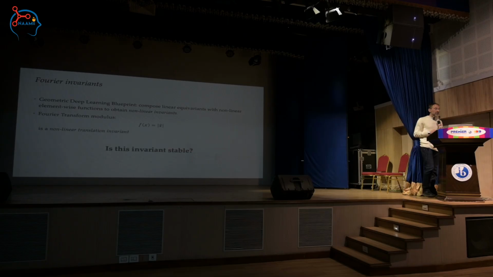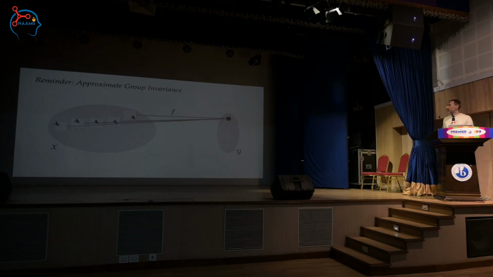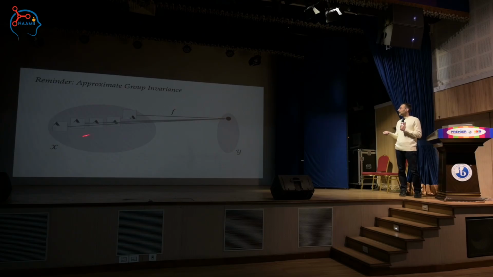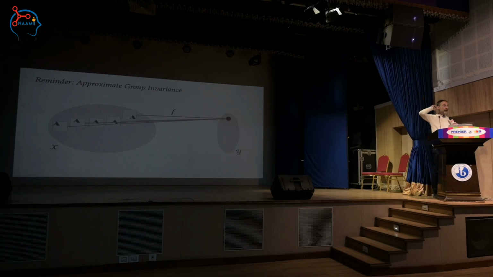The question is, is this invariant stable? And when I say stable, I mean the following. Remember that what we wanted in group invariance is that an orbit of the group is mapped to a single point. So all the shifts of my image must yield the same representation. By design, this is how our convolutional network works. I bake my translation invariance or equivariance into the architecture.